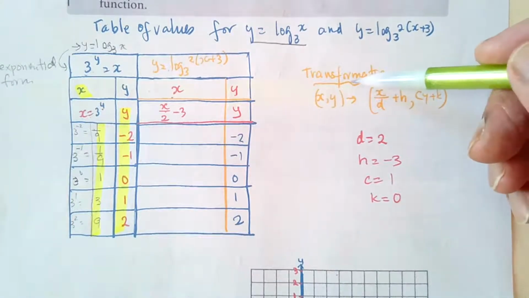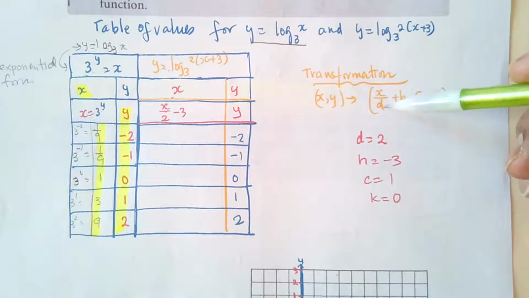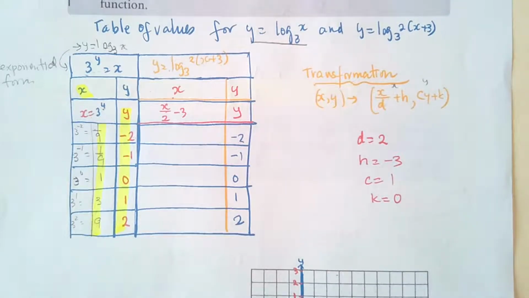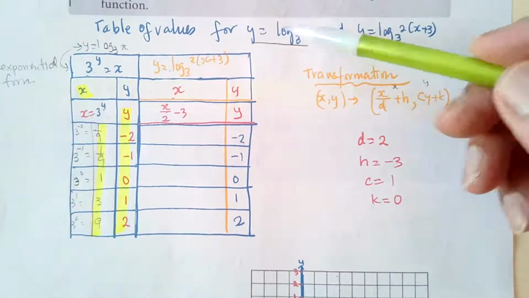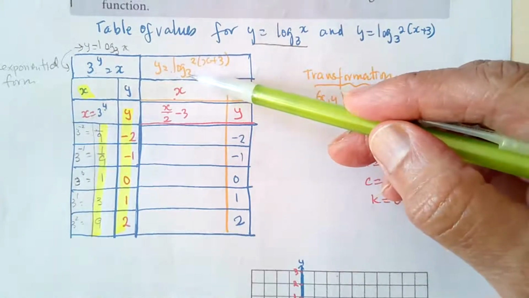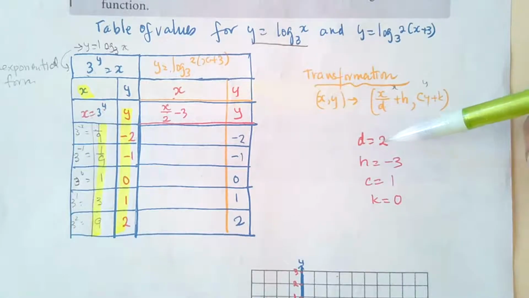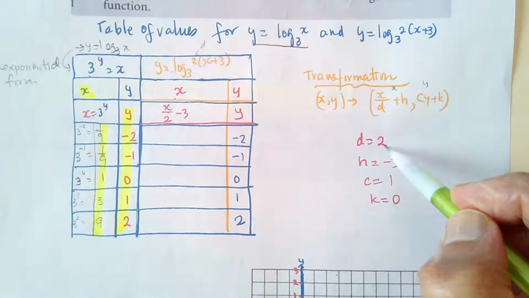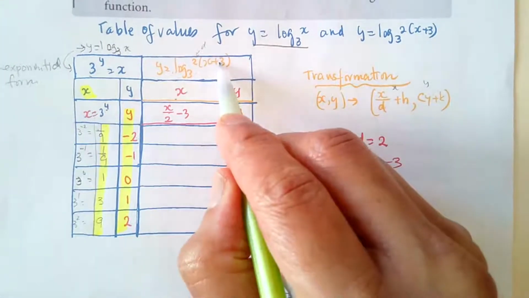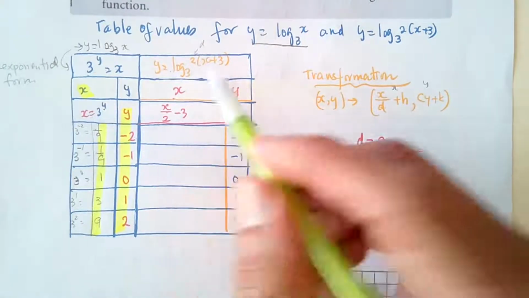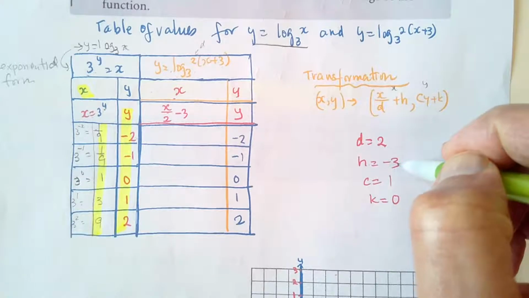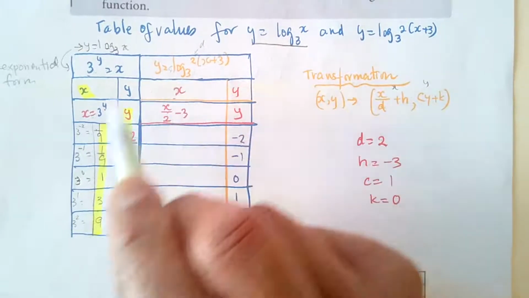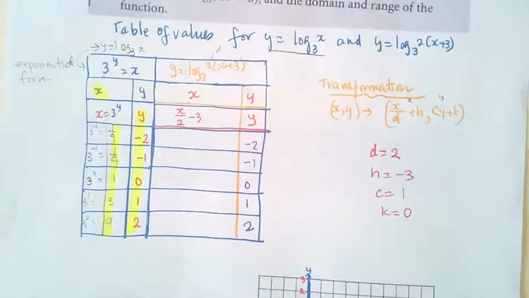So using the transformation, you have x and y. So you have x over d plus h. This is your x coordinates for your transform, and this is your y coordinate points. So from our equation here, we have y is equal to log 3 of 2 into x plus 3. You have the d, this is your d here, is equal to 2. The h is negative 3, because you're going to the left, so h is negative 3. Your c is 1. Now, c is in front here, is 1. And the k, there's no vertical shift, so the k is 0.